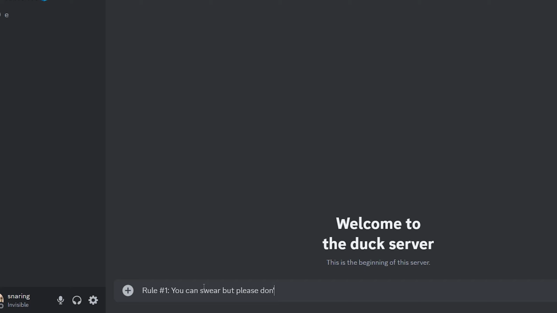Even if you're not planning to make a server, if you use Discord at all, it would be good to learn about how the rules that you have to follow actually work. So let's talk about the server rules. First of all, what are they? Well, rules dictate what people can and can't do in a server.